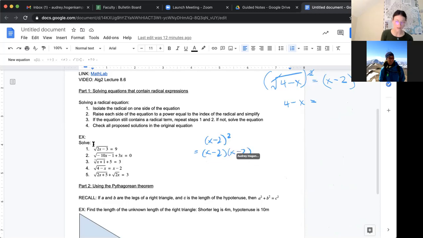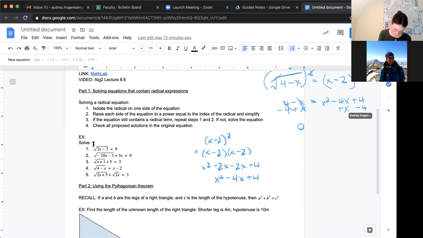So we're going to have to FOIL out that bad boy. We're going to get x squared minus 2x minus 2x plus 4. So we're going to get x squared minus 4x plus 4. So we get 4 minus x equals x squared minus 4x plus 4. Let's set that equal to 0 to solve it. So we're going to subtract 4 and add x.